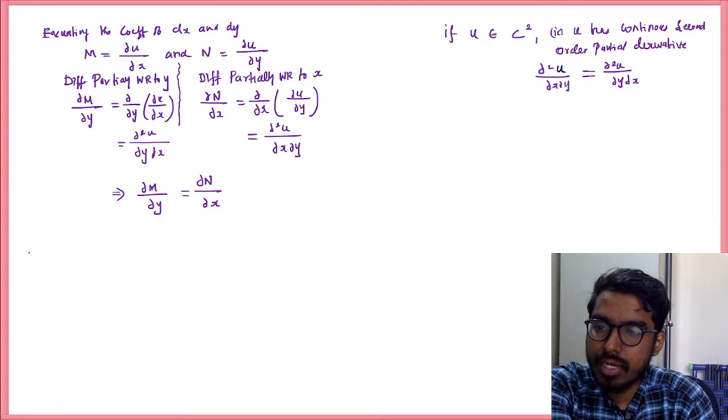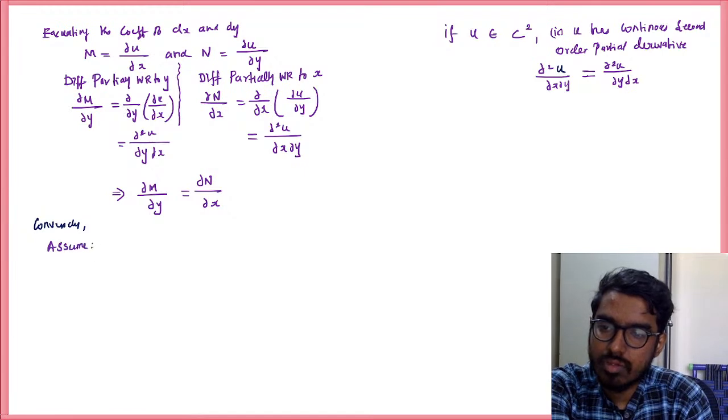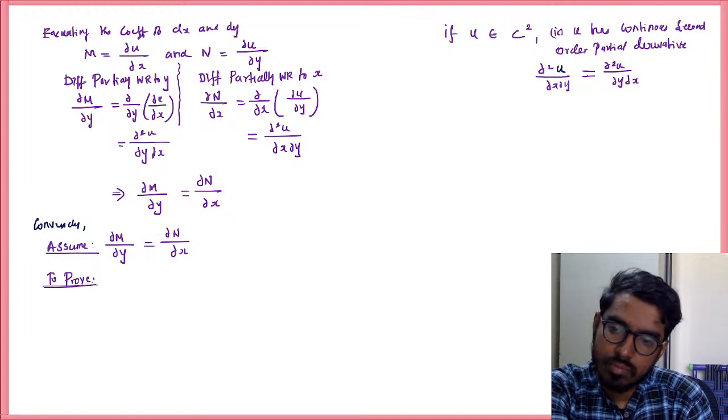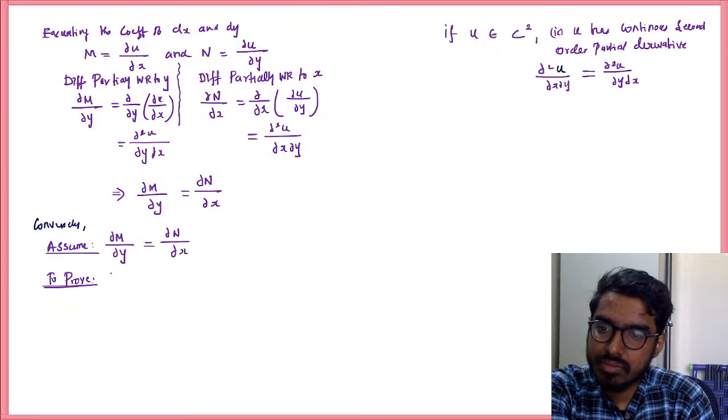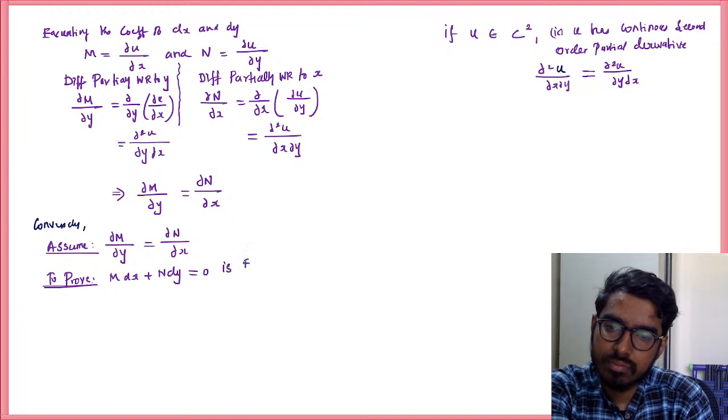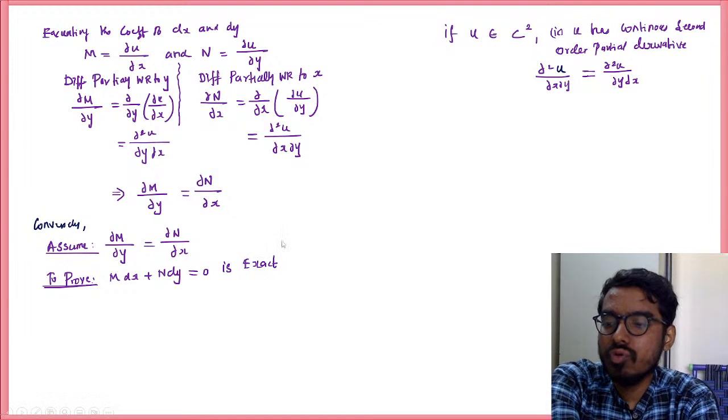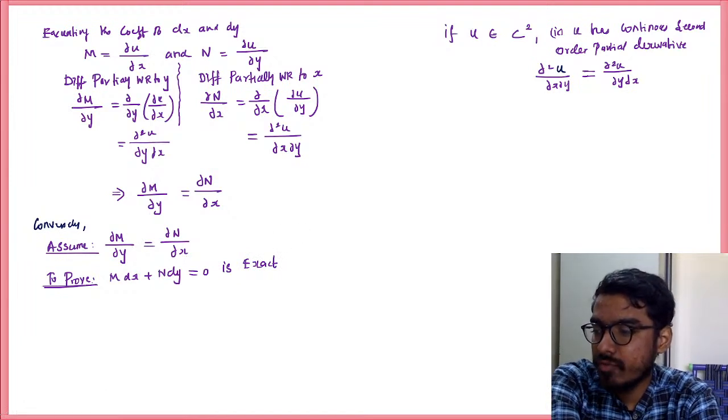Now we will assume the converse part. Conversely, assuming that ∂M/∂y is equal to ∂N/∂x, what do we need to prove? We need to prove that M dx plus N dy is equal to 0 is exact. We need to prove that this is exact by assuming ∂M/∂y is the same as ∂N/∂x.